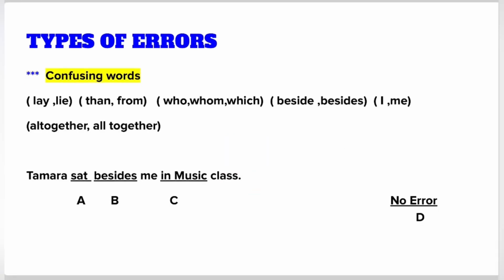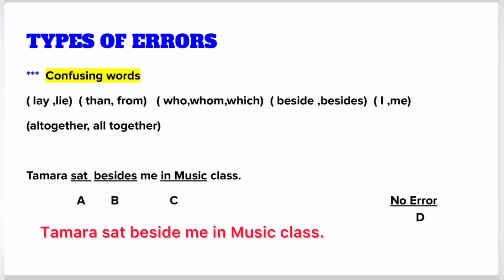Confusing words in the English language include lay, lie, than, from, I, me, beside, besides, altogether, all together, who, whom, and which. And of course, you know that there are many other confusing words in English. My students often mix up homophones, so pay special attention here. Let us look at this example. Tamara sat besides me in music class. The word besides is incorrectly used. It should be beside, and the correct sentence is Tamara sat beside me in music class.